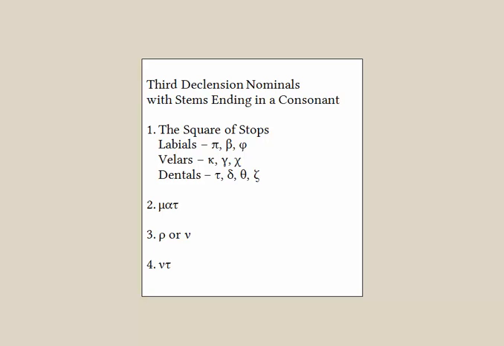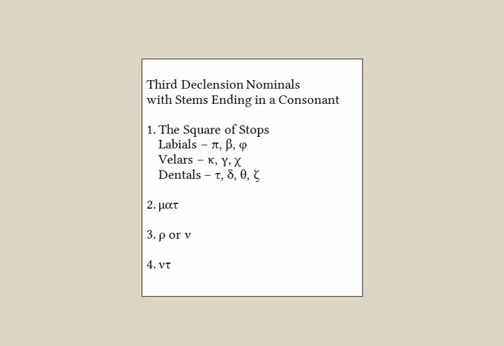So here's a summary of what we've seen in the third declension thus far. We've seen stems ending in a consonant, 4 different types of them. The square of stops with its several different sorts of endings, the labials, the velars, and the dentals. And then pattern 2, the mat words. And then 3 with a rho or a nu on the stem ending. And then 4 with the nt.